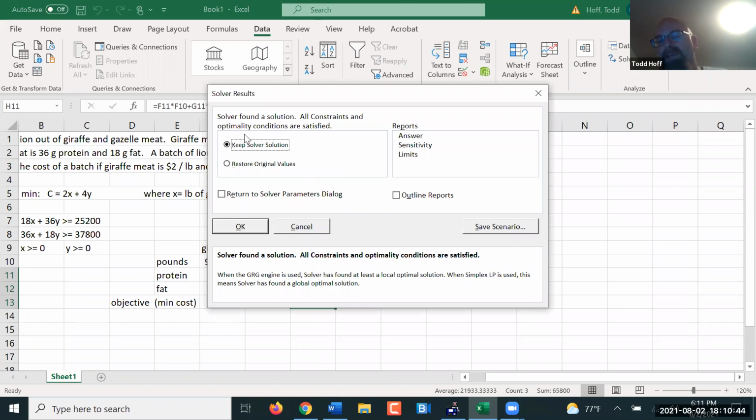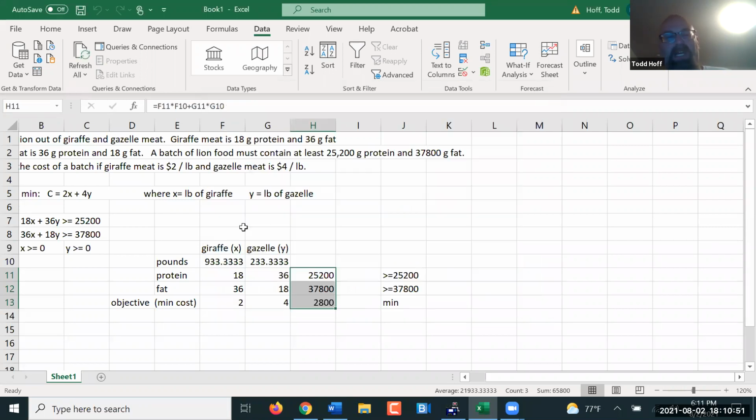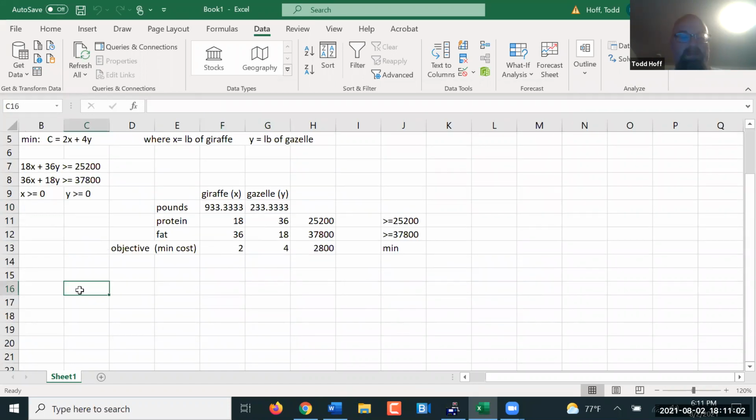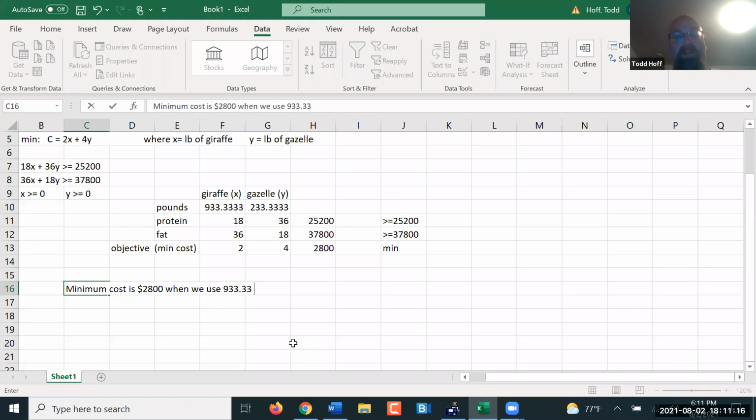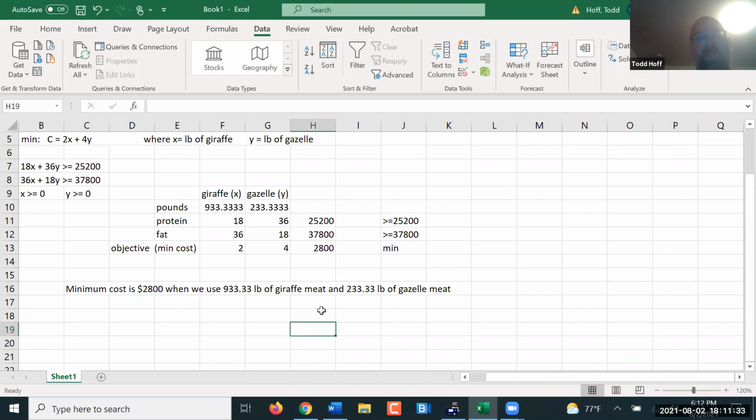Now it's going to give us a warning that it's going to change some of our values. And so we're going to click keep the solver solutions, leave that clicked and just hit OK. And it gives us our solver solution here. It is saying that we need, minimum cost is right here, $2,800 when we use 933.33 or 933 and a third pounds of giraffe meat and 233 and a third or 233.33 pounds of gazelle meat. So that is the minimized solution for that problem very quickly.